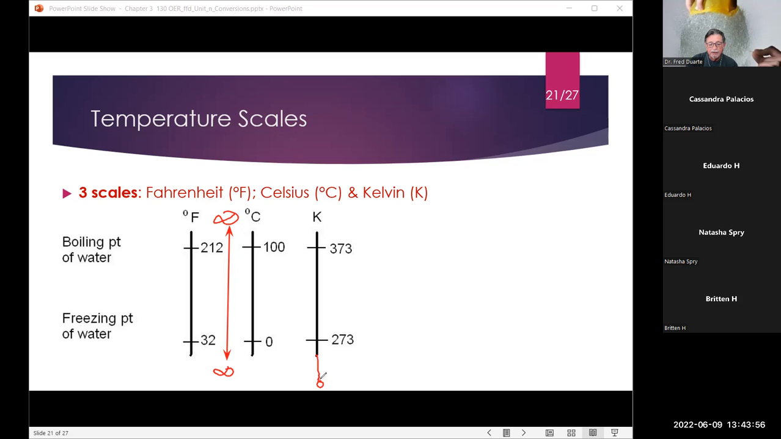Okay, there isn't a negative Kelvin. This point is called absolute 0 using Lord Kelvin's scale. That is what has been proposed, that all matter essentially stops moving. We haven't reached 0 yet.